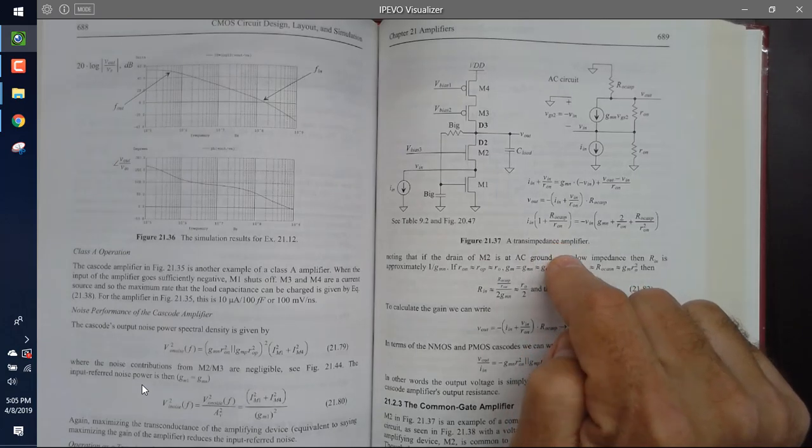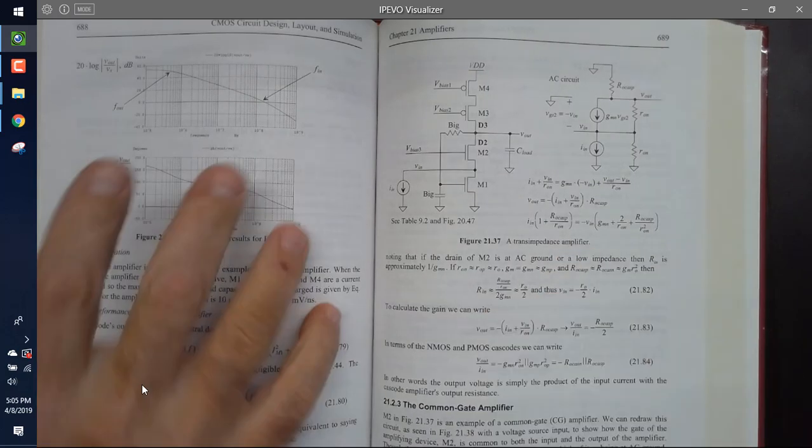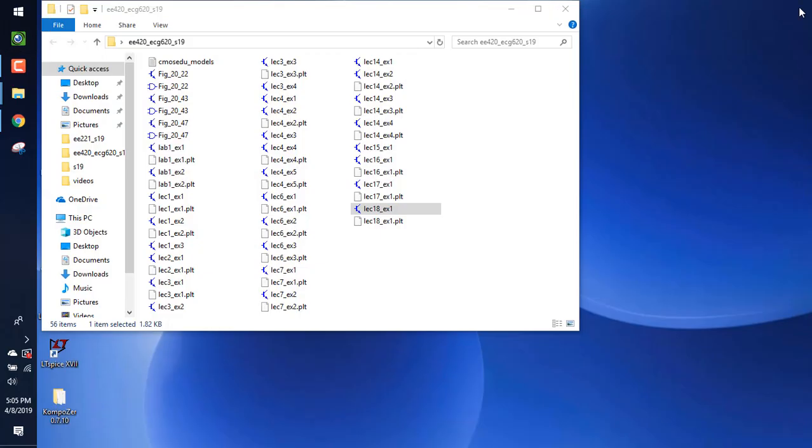Any questions? We ready for the quiz? No. What? Yeah, open book. And I made sure that I put that this time. Open book.